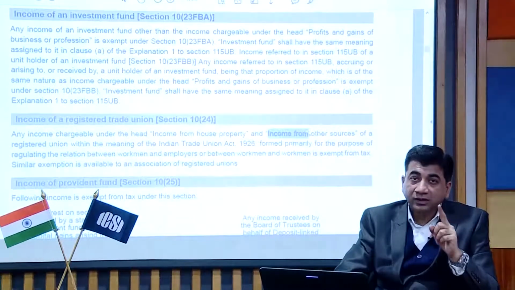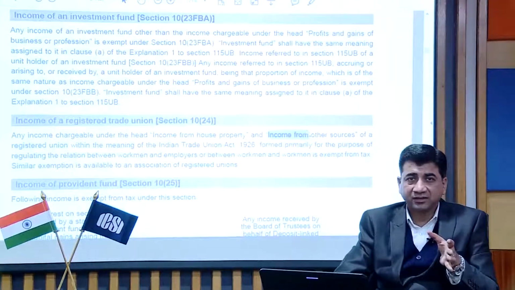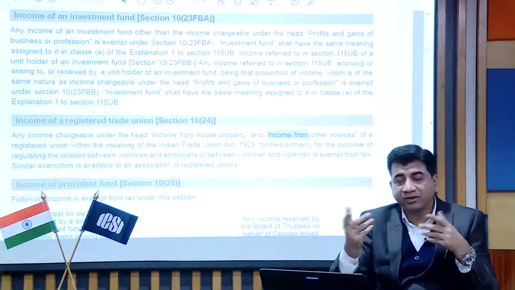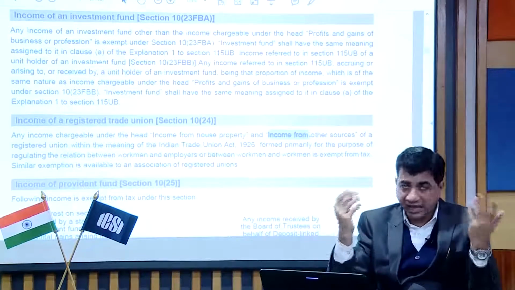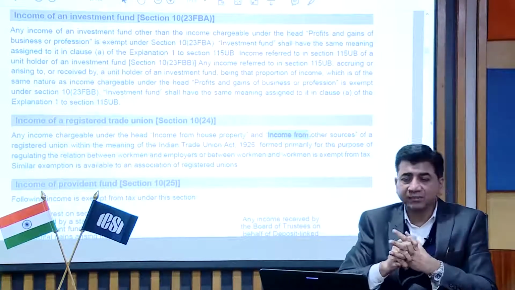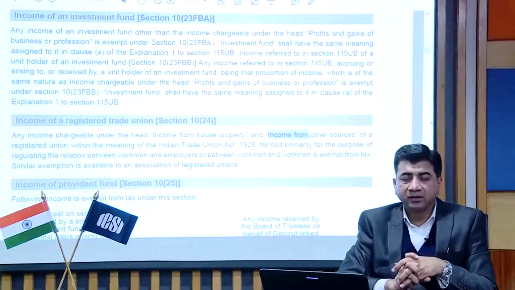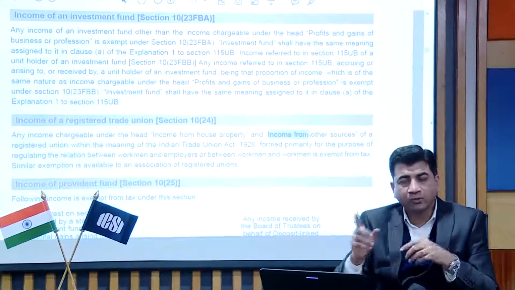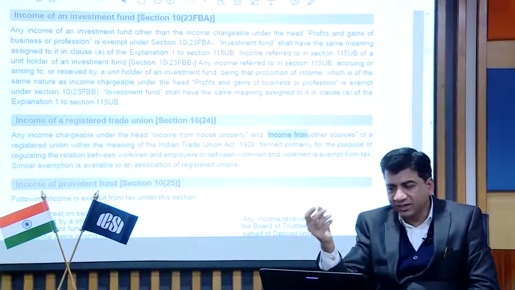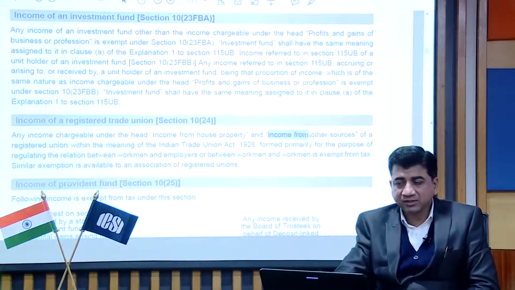So mind you, in every section, please pay attention to what kind of income is exempt. It is not that you are covered in this section 10 and your entire income is exempt. No, certain kinds of income will be exempt. You need to remember. So under 10(24), for trade union people, income from house property and other sources will be exempt. If capital gain or some kind of business activity is there, that will be taxable.